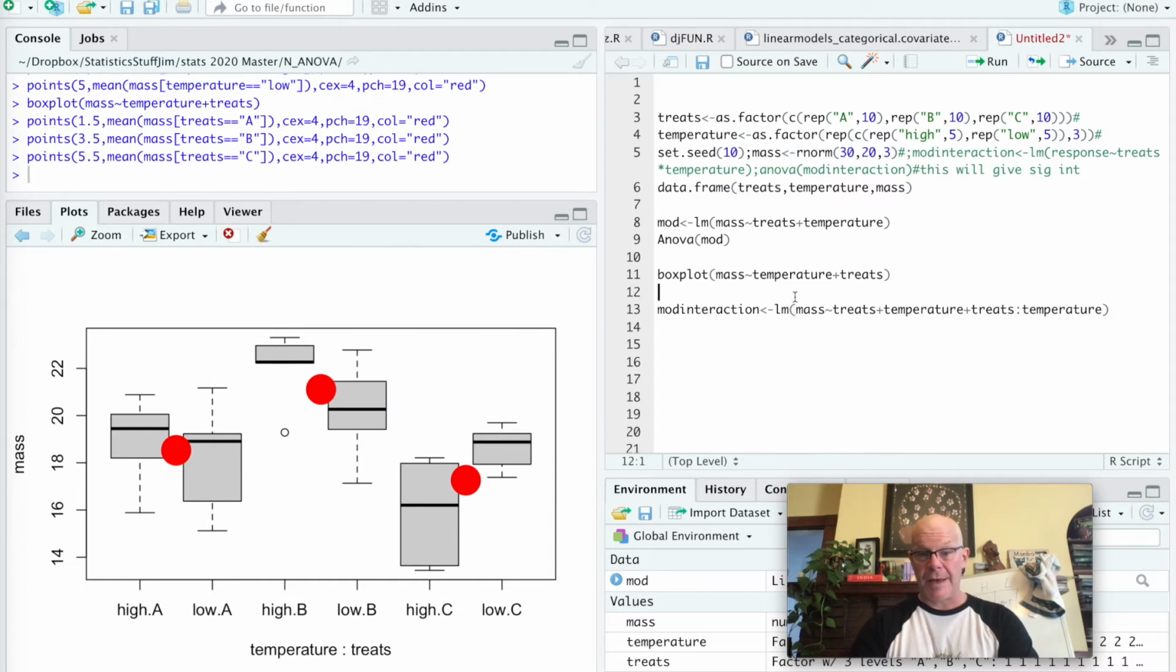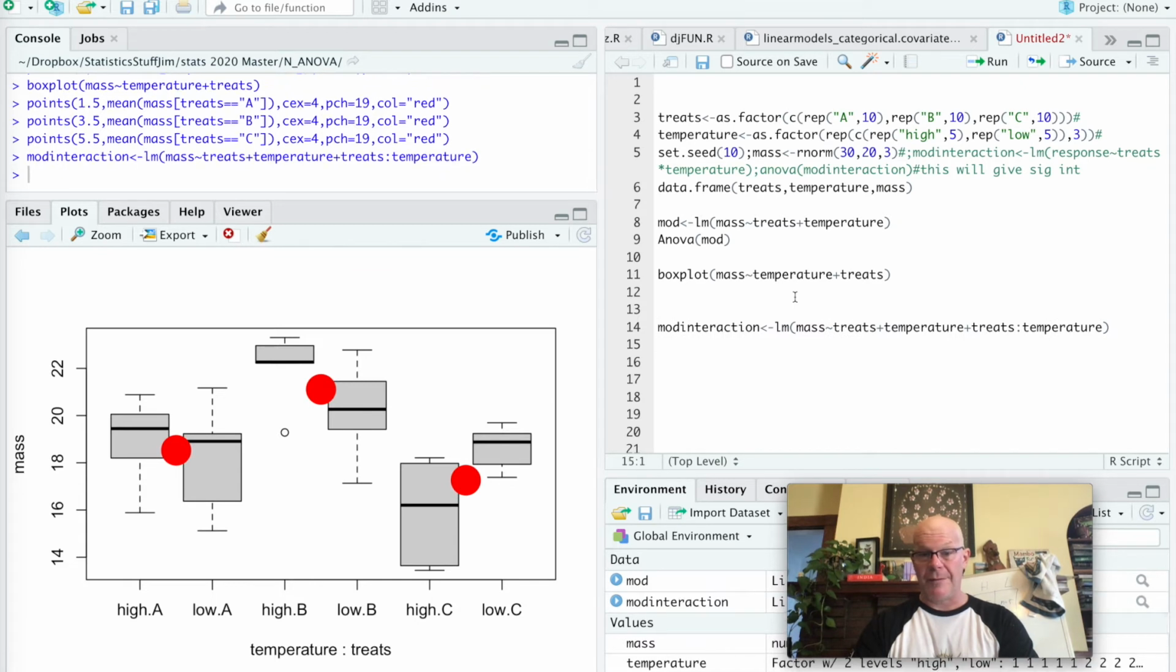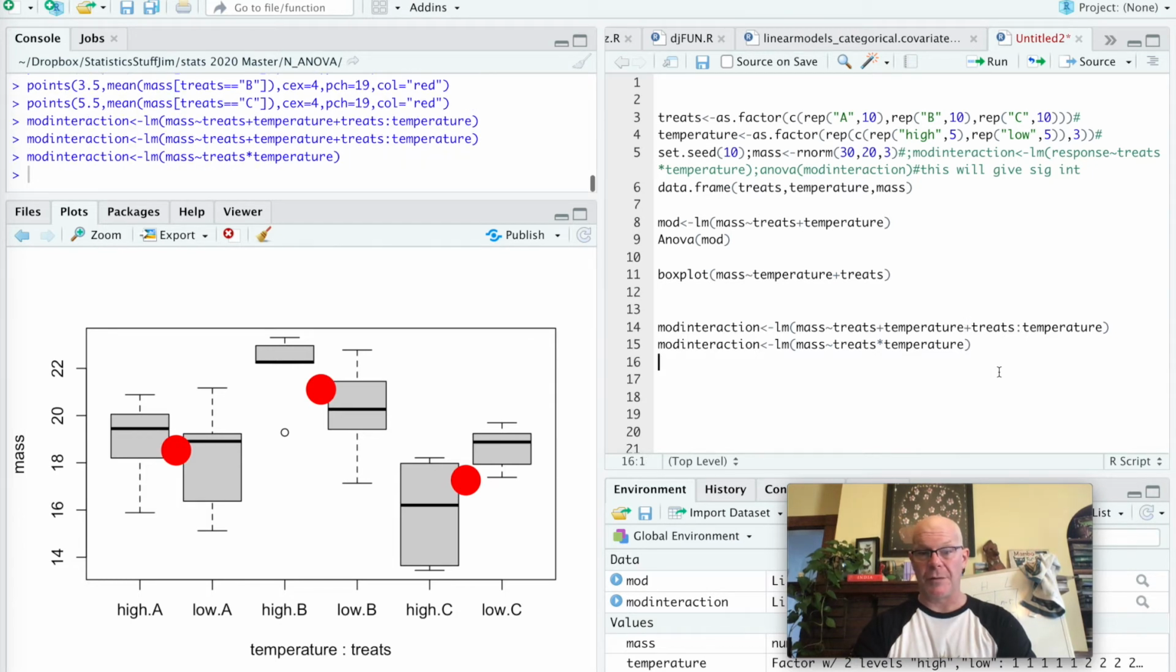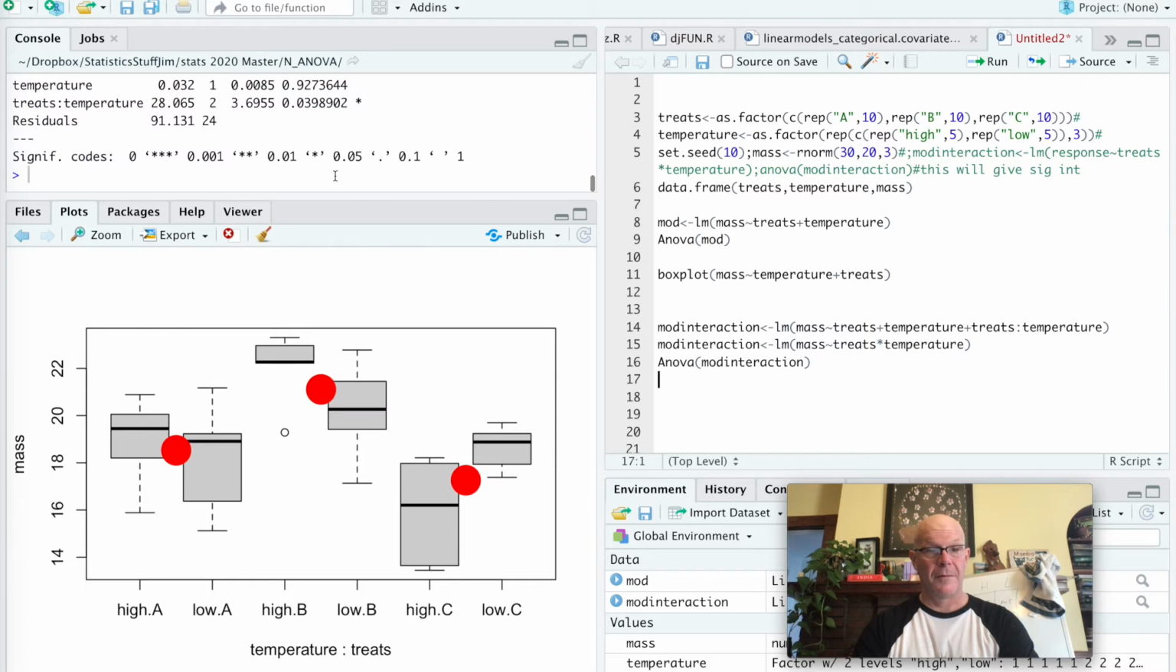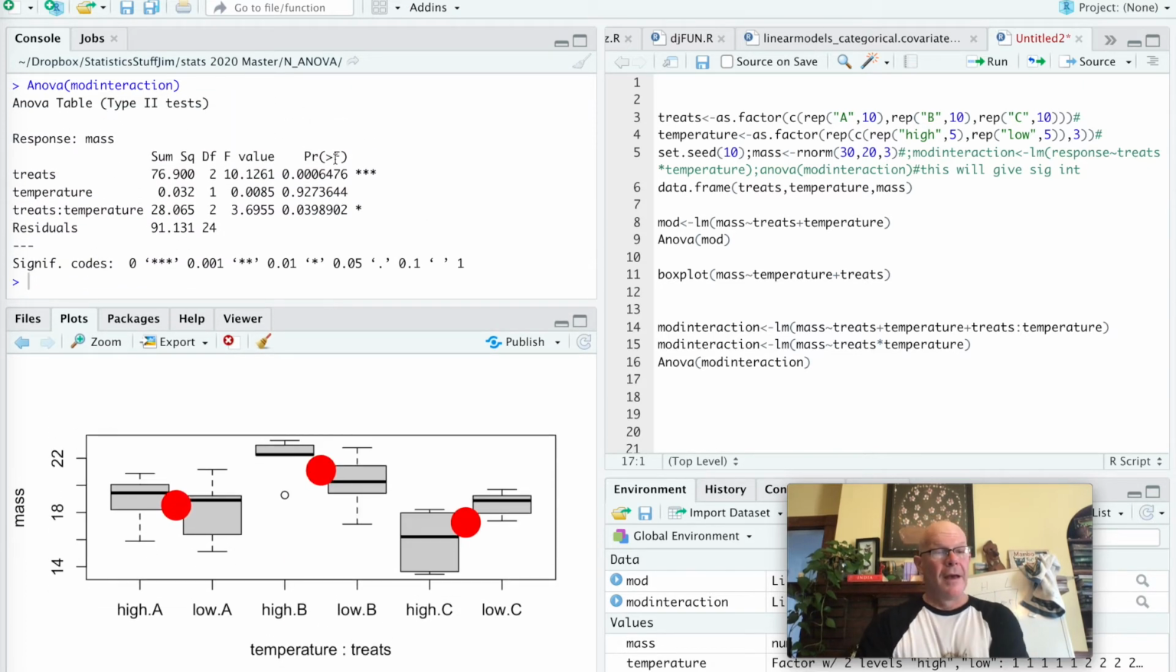And so let's go ahead and we will run this. This is the exact same as if I had typed this. These are both the exact same thing. There's two different ways that we can do it in R. Okay. So we have our model. We could go ahead and do an ANOVA on our model. And here we have treats, again, yep, significant. Temperature, nope, temperature is not significant. But we have this significant interaction term.